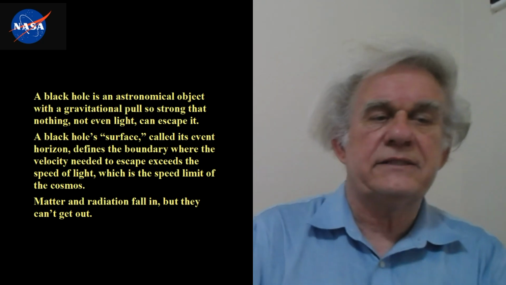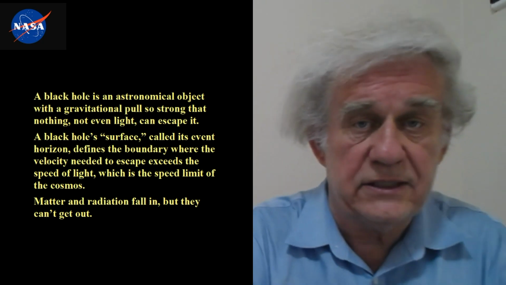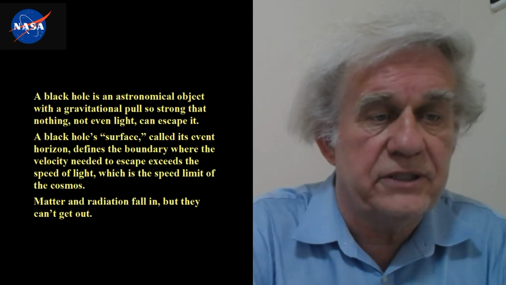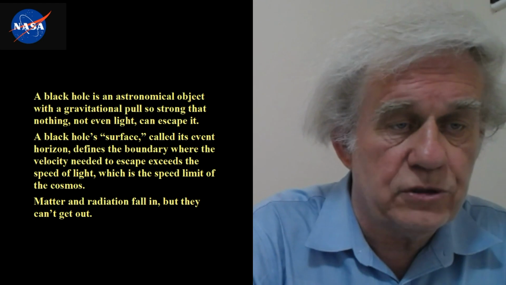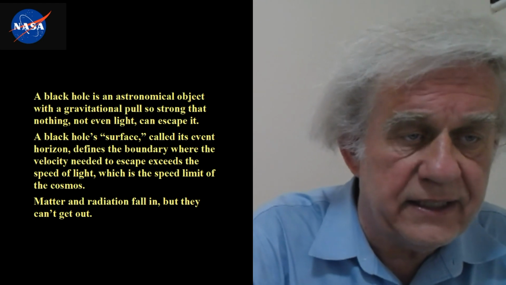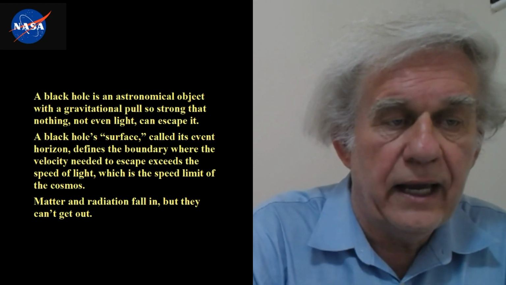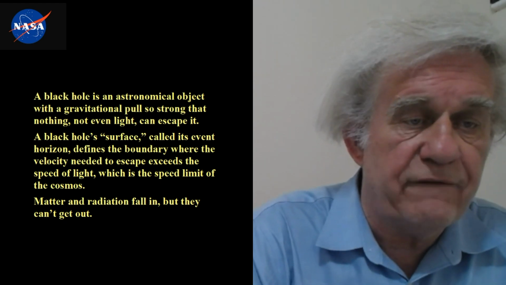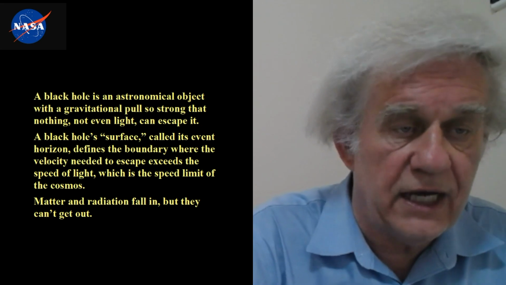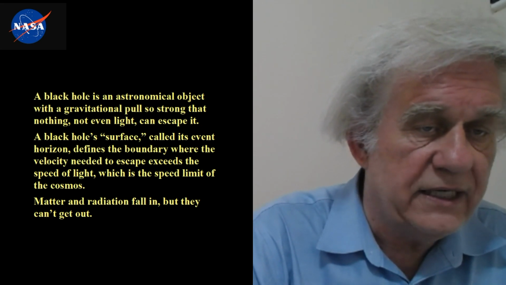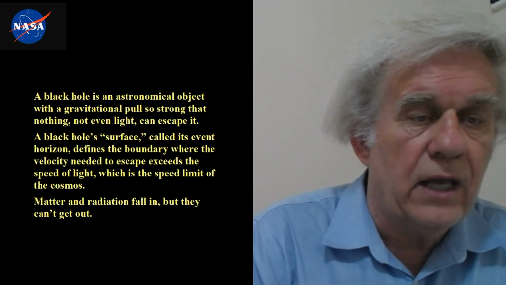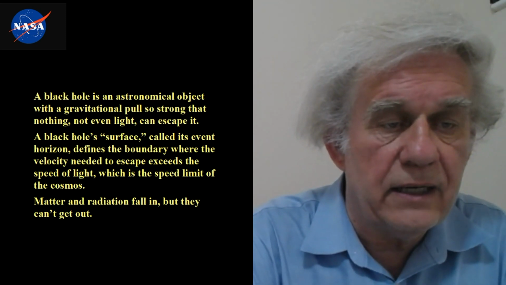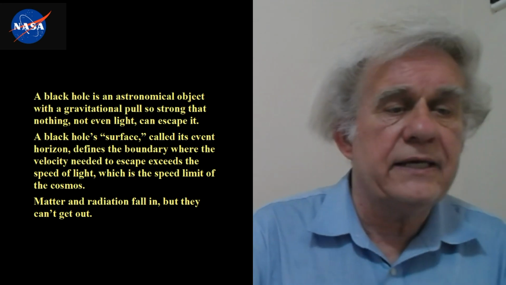Okay, so this is NASA, and they tell us what a black hole is. Let's start there. A black hole is an astronomical object with a gravitational pull so strong that nothing, not even light, can escape it. A black hole's surface, called its event horizon, defines the boundary where the velocity needed to escape exceeds the speed of light, which is the speed limit of the cosmos. Matter and radiation fall in, but they can't get out.